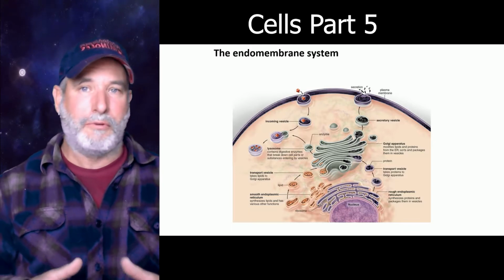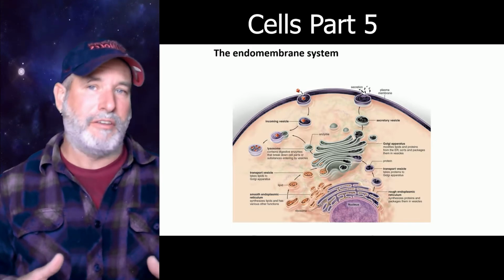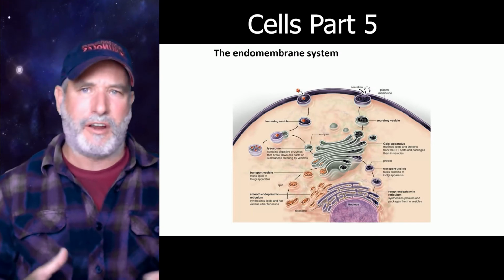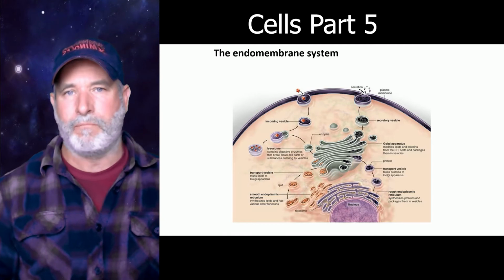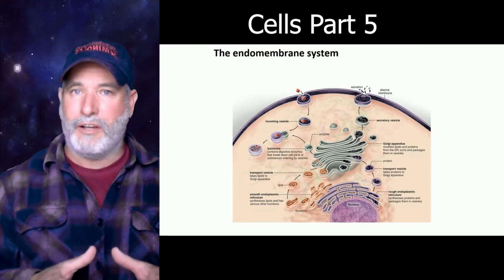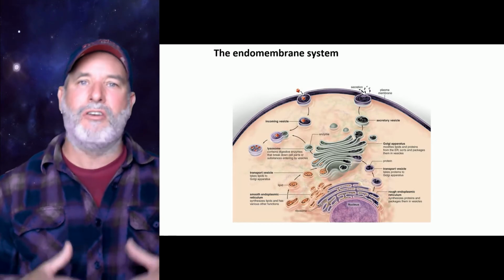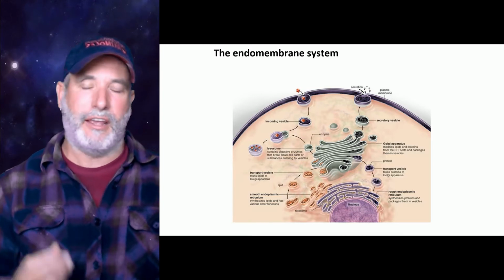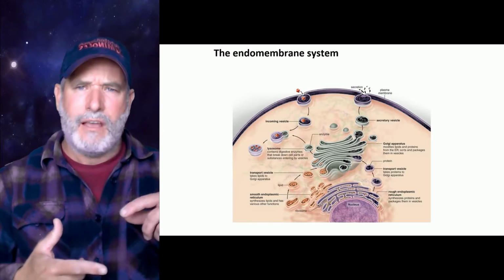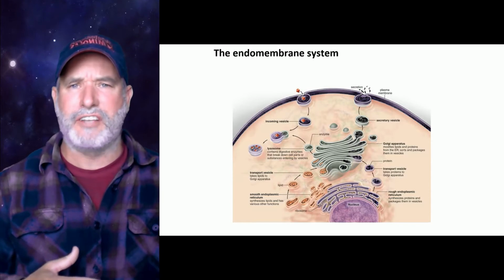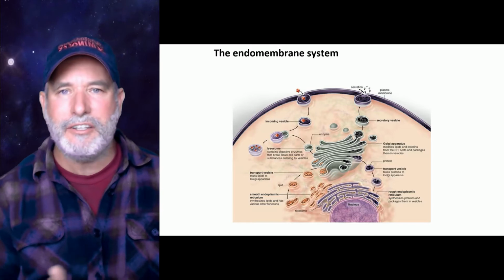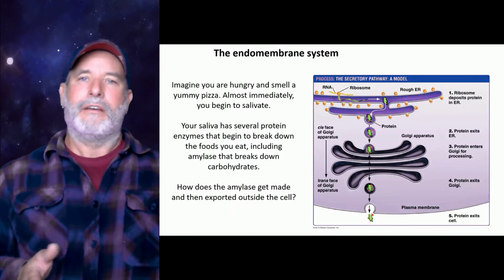Now, part 4, just before this, was on the parts of the endomembrane system. We went through the laundry list of all the different components and organelles that form the endomembrane system. Now, today, what I want to talk about is how the endomembrane system works as a whole. And we're going to focus on two things. We're going to talk about how proteins are exported outside the cell, and then we're going to talk about how the cell recycles materials. But let's start with the first one.